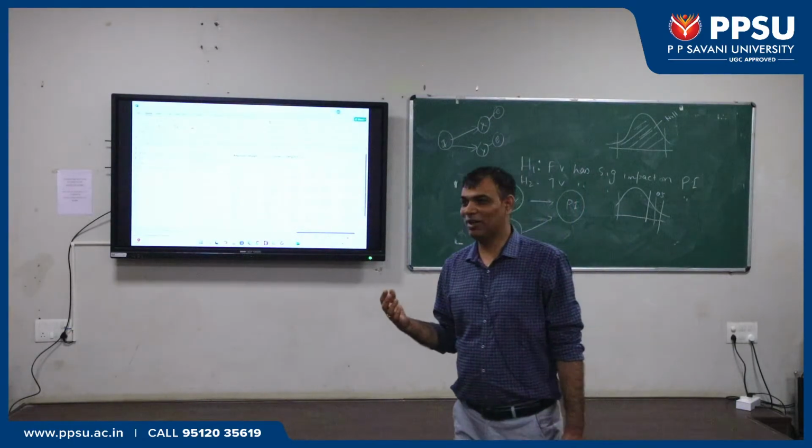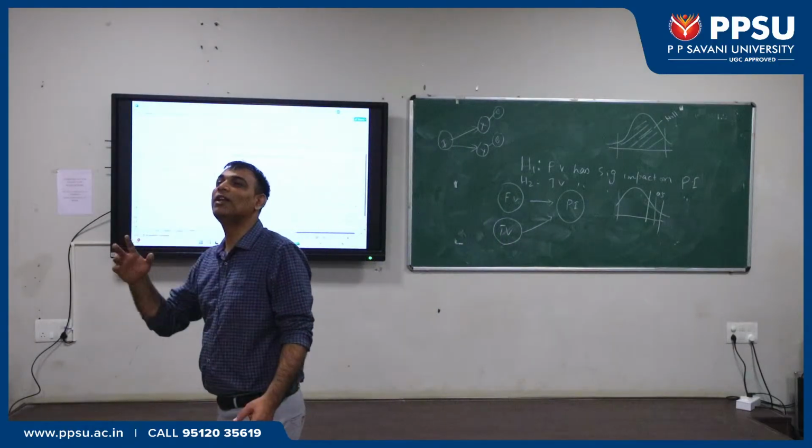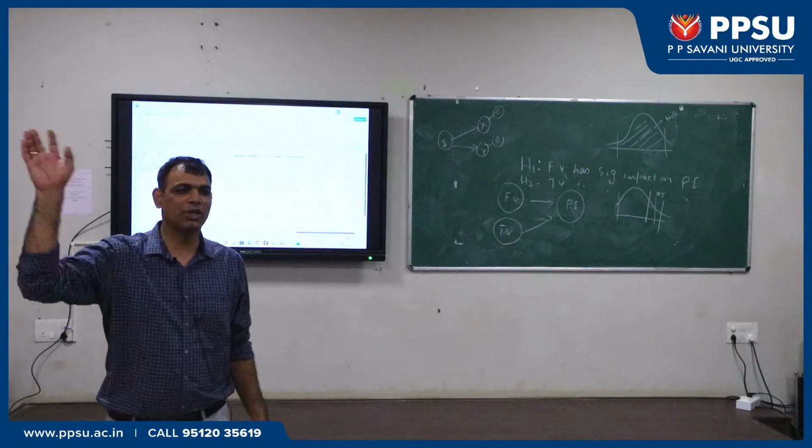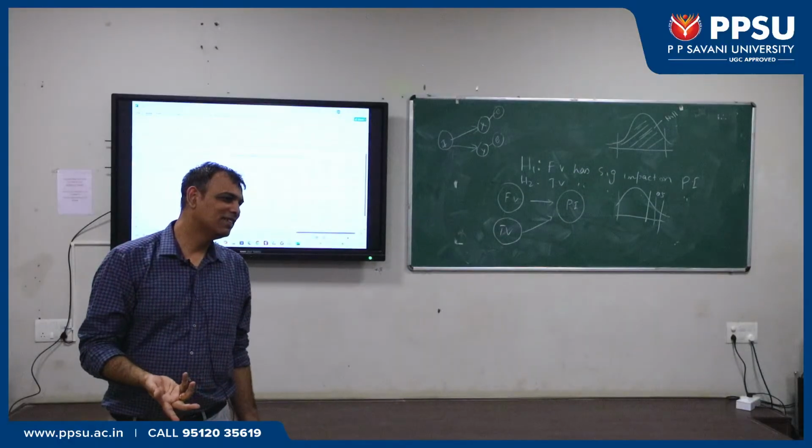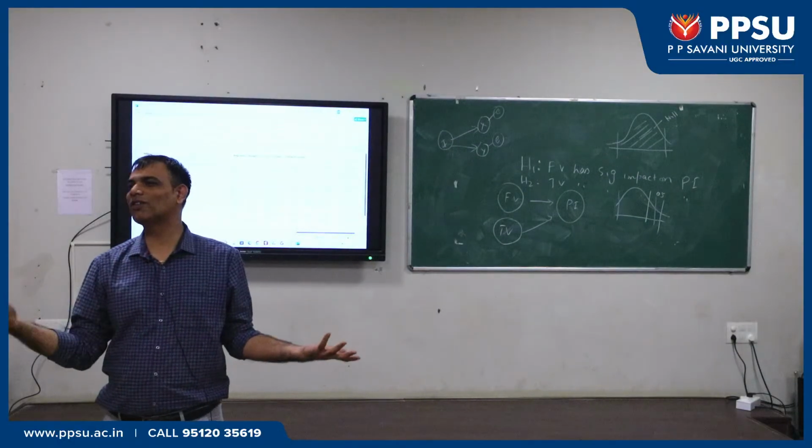Again you collect 1200, the result is not coming. Collect, it will never come. You collect 20,000 data, the pattern will remain the same. So after 200, the patterns are not changing.